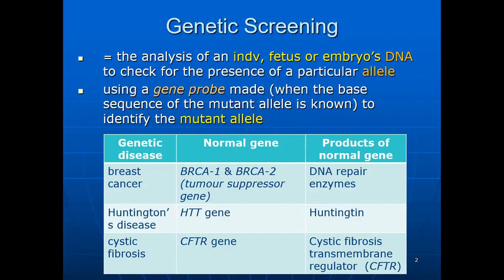This gene codes for a carrier protein in the mucus secreting cell. That protein, the carrier protein, is called cystic fibrosis transmembrane regulator. That means it's located in the membrane, across the membrane. It's supposed to transport substances across the membrane. So what is cystic fibrosis? It's a kind of disease whereby the mucus of the person becomes very thick.